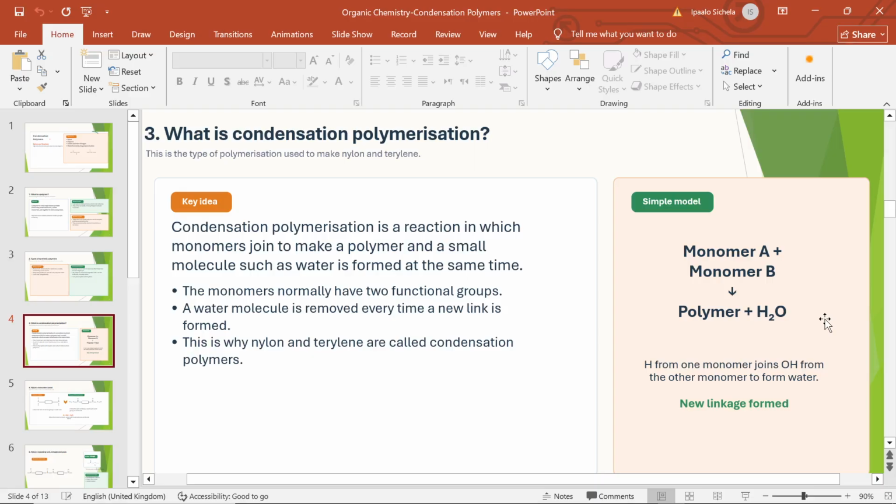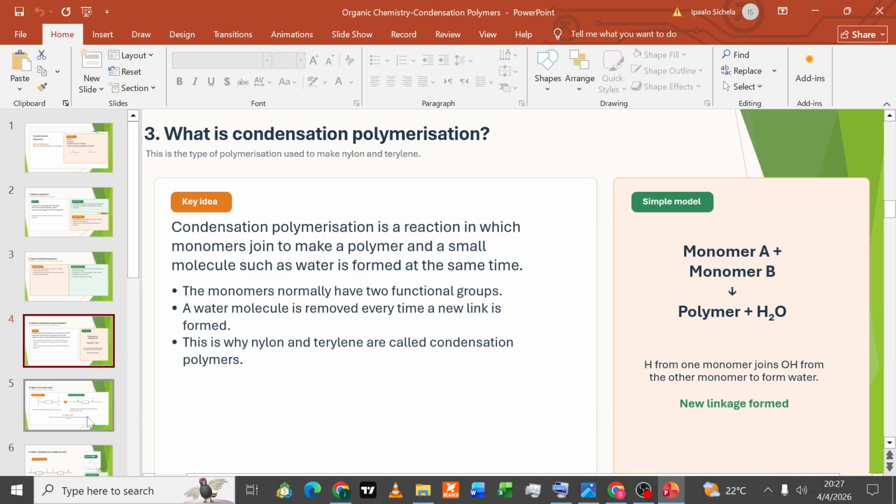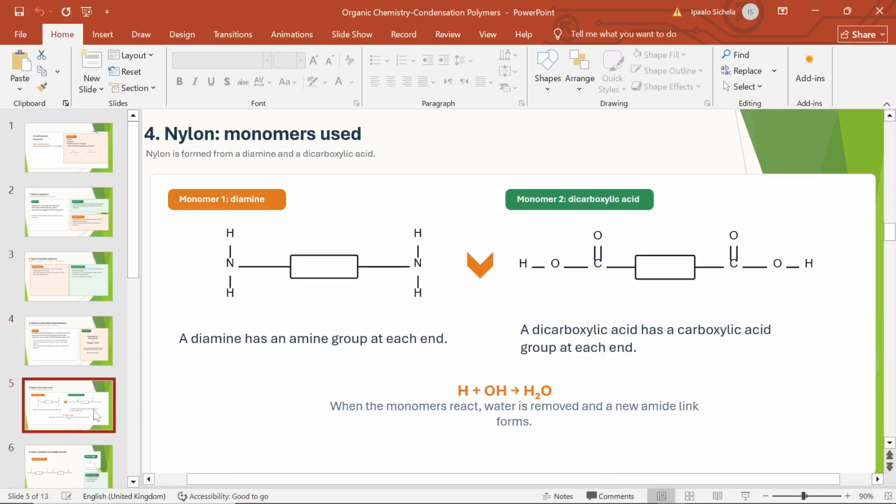This is why nylon and terylene are called condensation polymers. Nylon and terylene are called condensation polymers because when their monomers combine, water is produced. So the characteristic of condensation polymers is that water is produced as well. I'll talk about nylon now in detail.